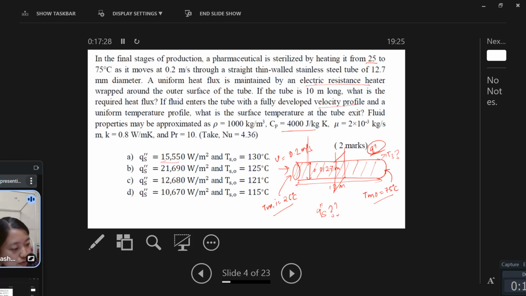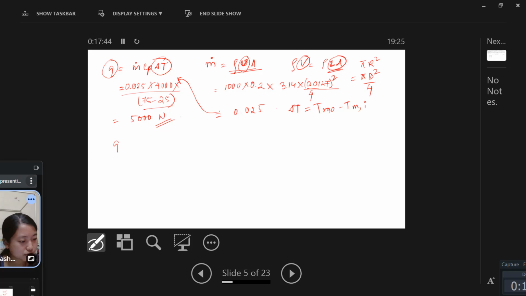Okay, now, but they have asked for the heat flux, not the heat rate. So what you require here is area. You have to divide it by area. And what is the area here? It's not the cross section here because the heat transfer is taking place from this surface. So you have to take the curved surface area, that means pi d L.